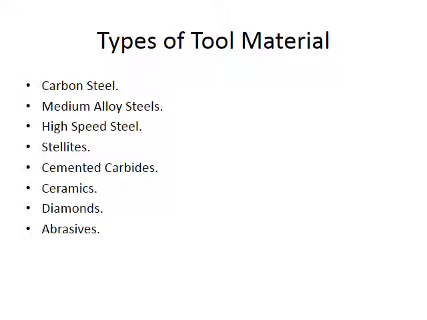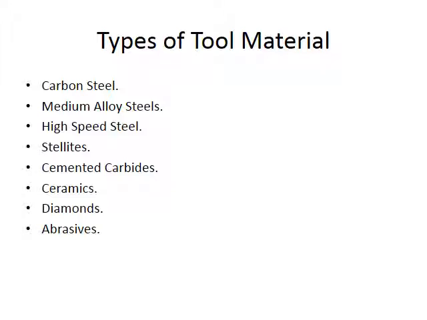Next, we'll go for the types of tool material. Different materials are used to manufacture the tool. The first one is carbon steel. The second is medium alloy steel, then high-speed steel, stellites, cemented carbide, ceramics, diamonds, and abrasives. So there are totally 8 types of materials listed here.